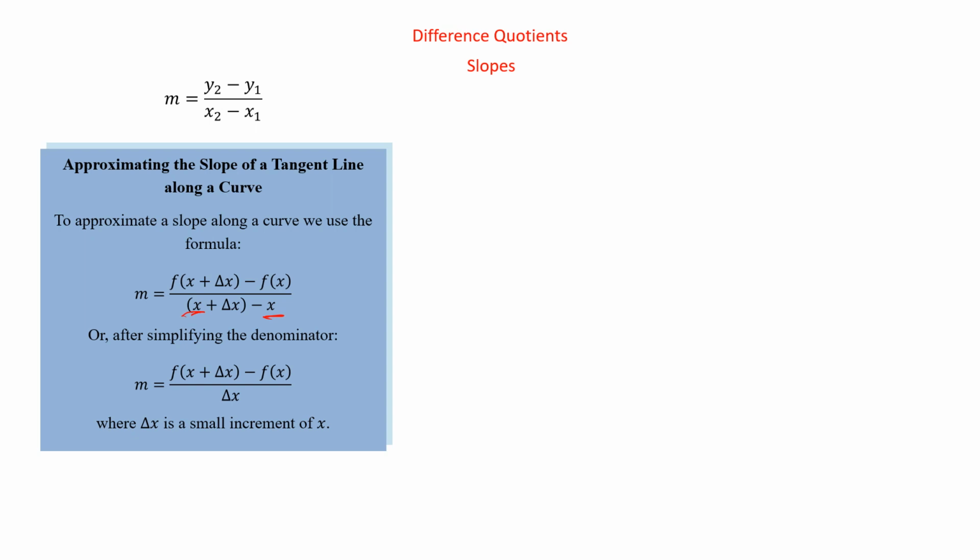And so for most of what we're going to do today, we're going to use 0.01 for that difference. But that's just kind of a general rule of thumb. You make it smaller, your estimation gets better. So let's do a problem. Let's approximate the slope of the tangent line of f of x equals x squared when x equals 2.